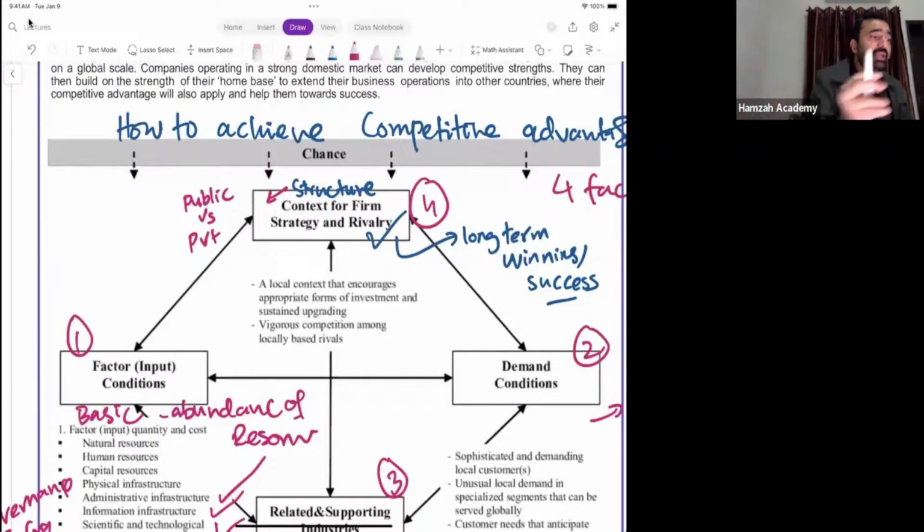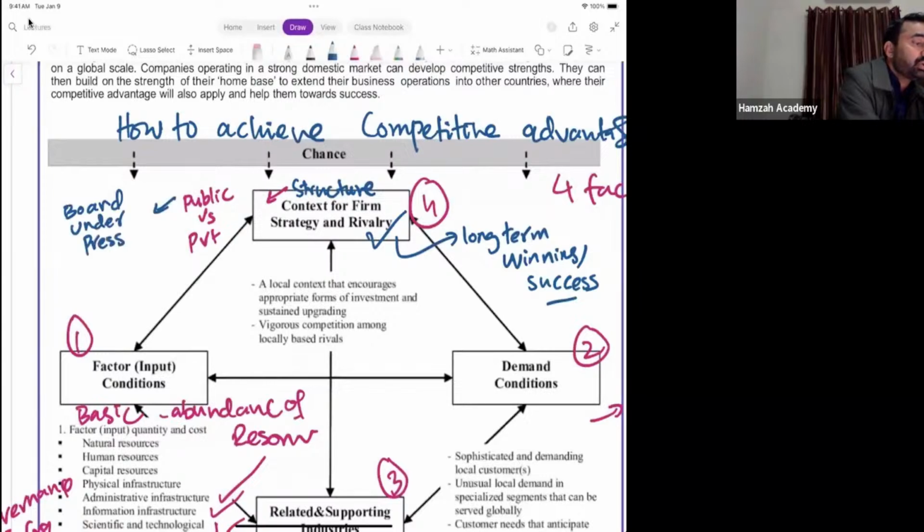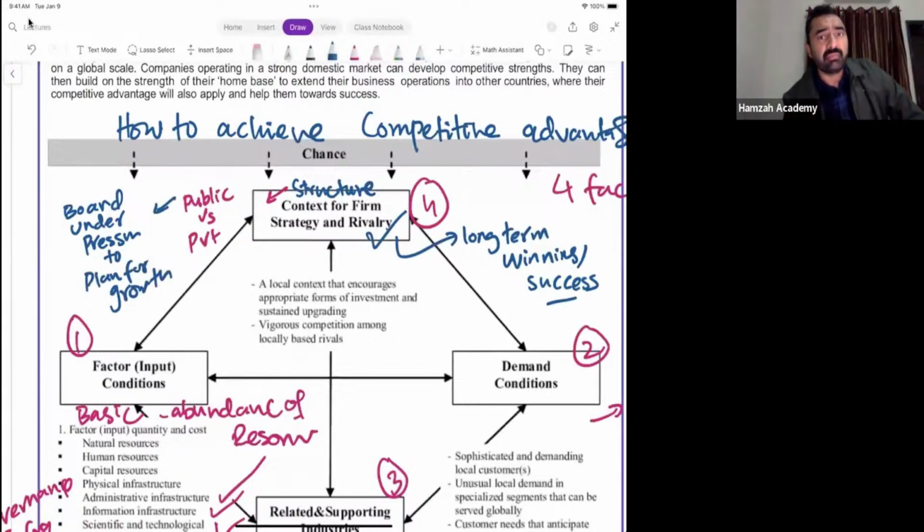But if there's a public company, the board will be under pressure to plan for growth. Like I gave you the example of Coca-Cola. But if there's a private company, then the family members or the private investors may not be much under pressure to look for new ways, new options, new products, new markets.